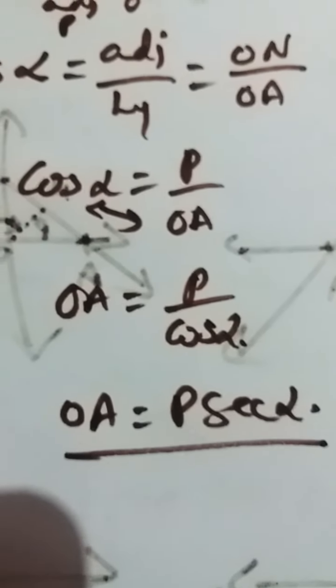Now I will take triangle BON from that figure. Here in triangle BON, what is sin alpha? Sin alpha is opposite by hypotenuse. So what is opposite here? Opposite is ON and hypotenuse is OB. So we'll get here sin alpha is ON, that is P by OB.